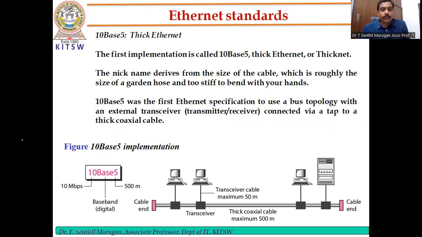So now, 10 base 5. What is 10 base 5? I already told you: 10 Mbps speed, baseband signals, 500-meter length. This is used as the bus topology, which we already know. The tap connection is there, and a common cable will be there. They are using tapping. Based on that, a maximum 50-meter tap connection may be there. The maximum length is 500 meters, and each tapping will take 50 meters. If you use more than that, the signal may be affected.